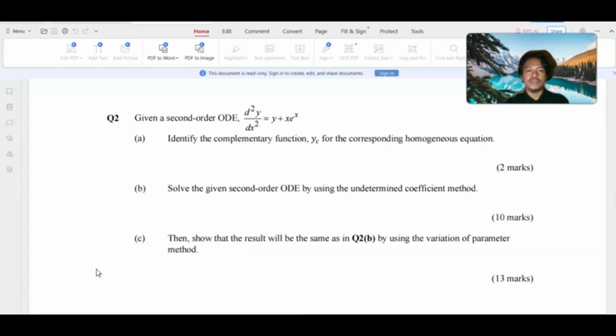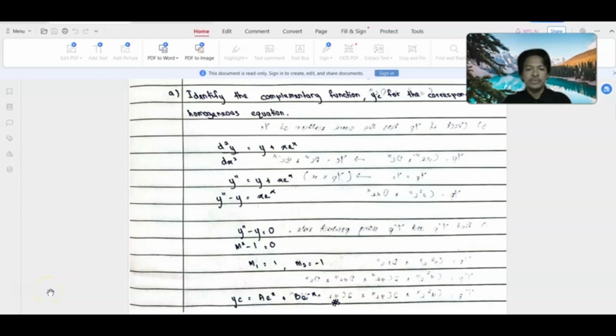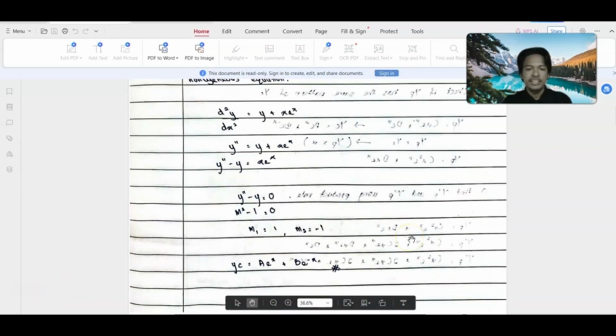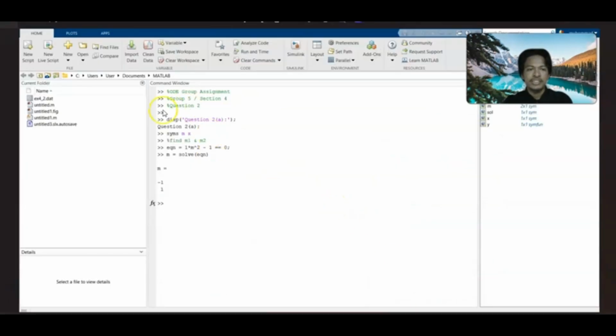Given a second order ODE. The first question is A: identify the complementary function YC for the corresponding homogeneous equation. The answer for the question is YC equals A e power of x plus B e power of negative x. The coding answer is the same: M equals negative 1 and M equals 1.